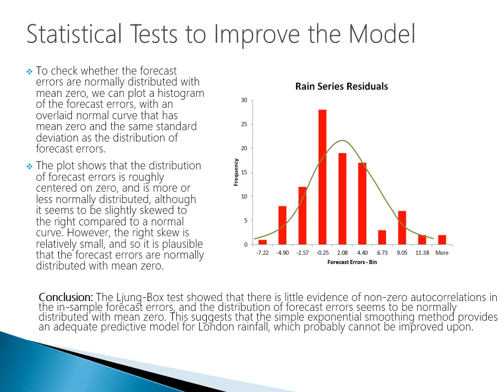So our conclusion is that the Ljung-Box test showed that there is little evidence of non-zero autocorrelations in the in-sample forecast errors, and that the distribution of forecast errors seems to be normally distributed with a mean of 0. This suggests that the simple exponential smoothing method provides an adequate predictive model for London rainfall, which probably cannot be improved upon. So we've looked at the data, we decided what tool to use, then from this tool we ran a series of tests in this case and decided that this particular model was most appropriate to fit the data.